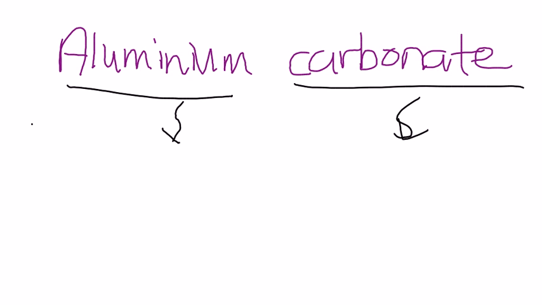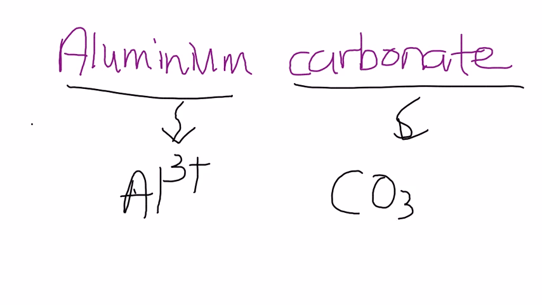So you need to find out the position of aluminium in the periodic table. And you will realize it is in group 3. It is below the metal-non-metal dividing line. So it is a metal. So aluminium in group 3, it is a metal, so the charge will be Al3+. Carbonate, it is your CO3, remember, CO3 2-.